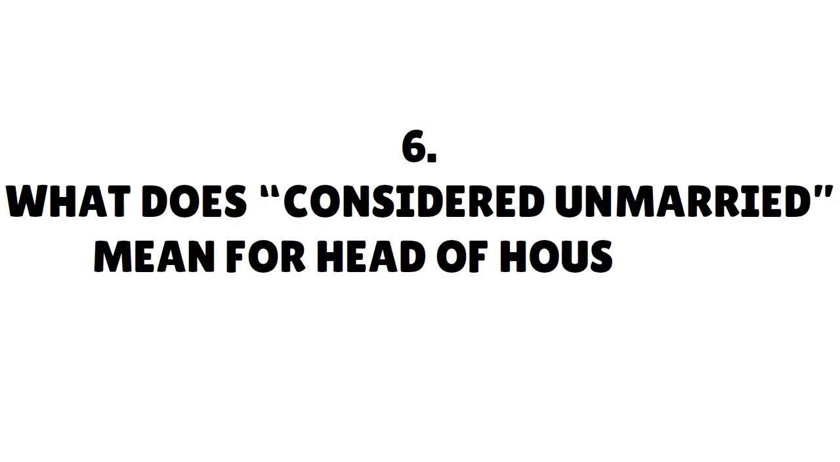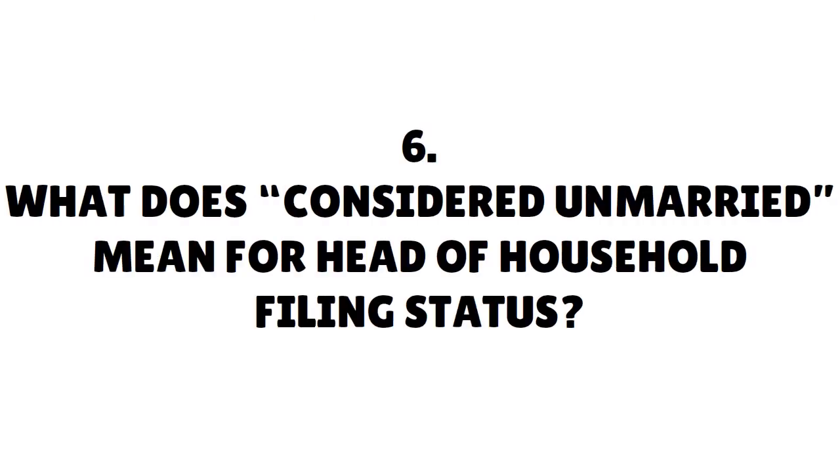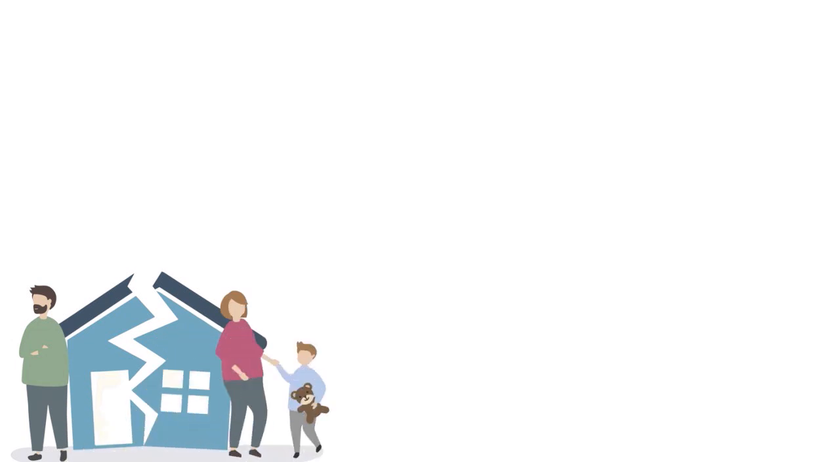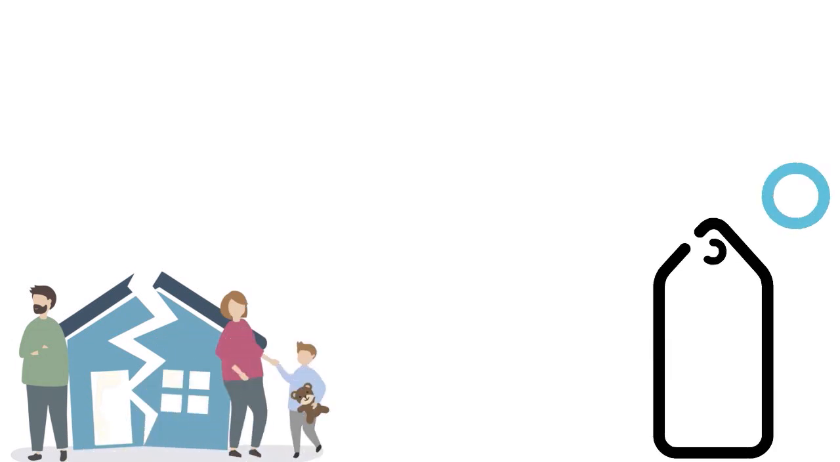Let's talk about what "considered unmarried" means for head of household filing status. The thing is, the IRS also requires all taxpayers who file as head of household to be considered unmarried as of the last day of the tax year. The last day of the tax year. Very quintessential here. To be considered unmarried means you file a separate return, you paid more than half of the cost of keeping up your home for the tax year, and your spouse did not live in the home during the last 6 months of the tax year, okay, the last 6 months.